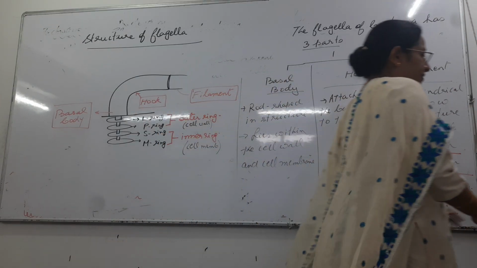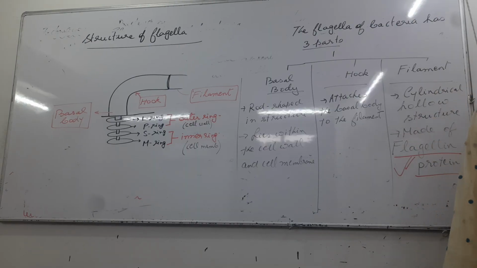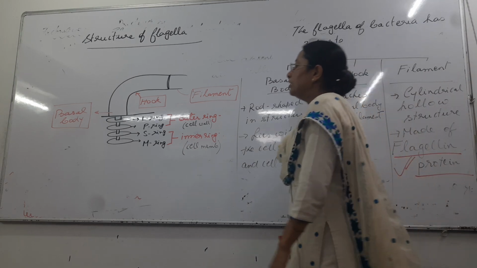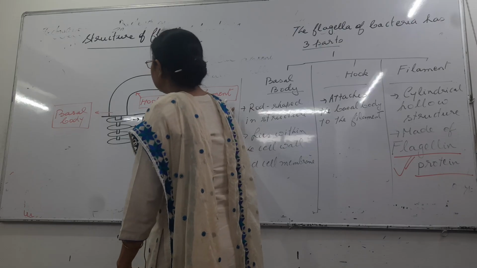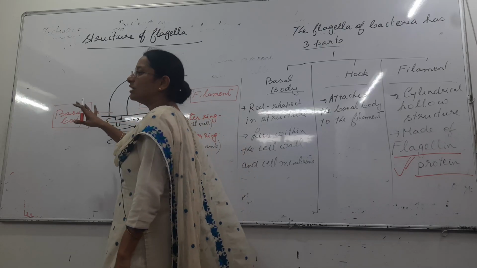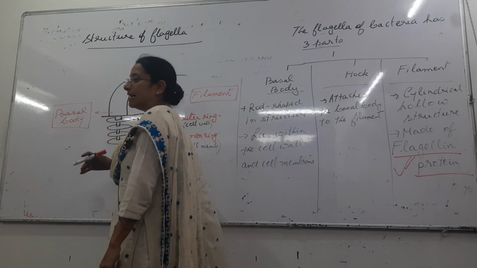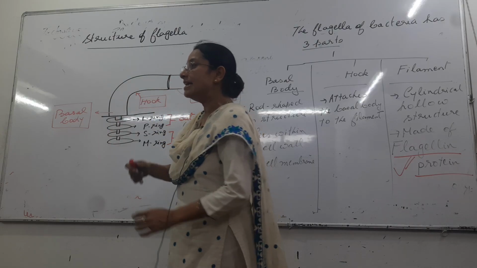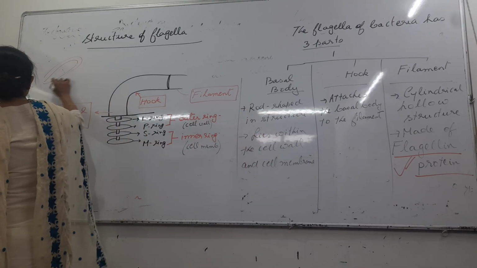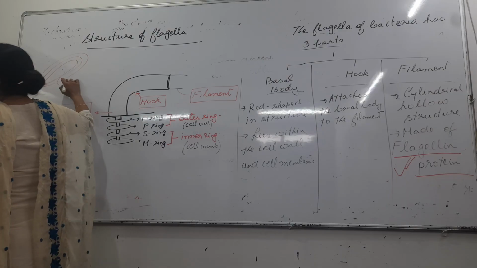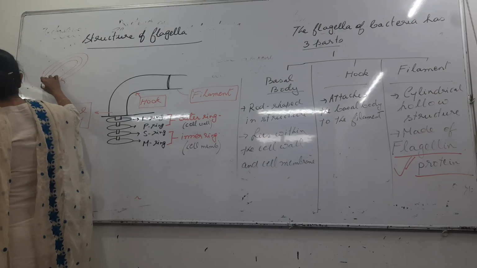So when we talk about the flagella of bacteria, it can be divided into 3 parts. You have the basal body, the hook and the filament. When you talk about the basal body, it talks about the base of the flagella. Base means it is attached. If you remember the diagram that we drew in the first class, we drew hair like structures and the flagella.